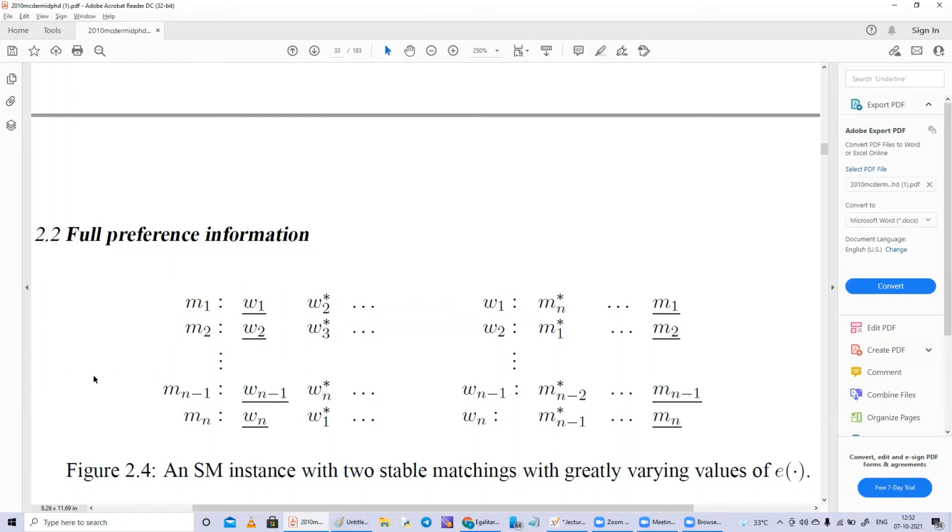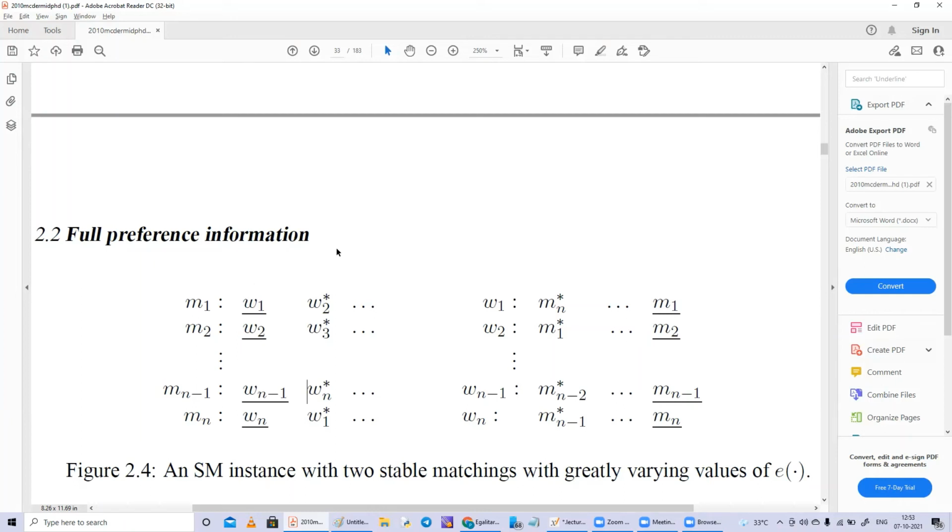It is n square plus n for the underlined. Yes. And what is it for the starred matching? 3n. Yeah, 3n. So here you can see that the egalitarian value can be much lower. Between these two matchings, the starred matching is much more egalitarian than the underlined one. In this way you compute the egalitarian value of a matching.